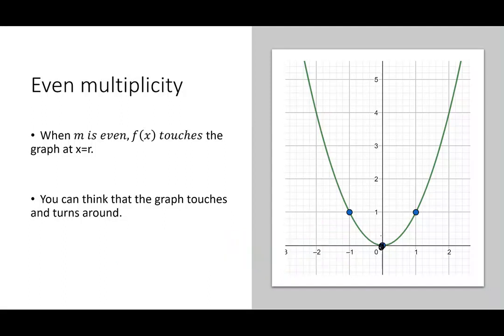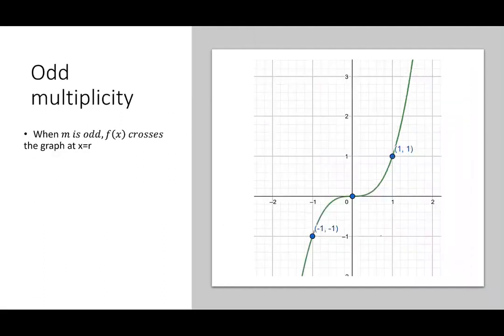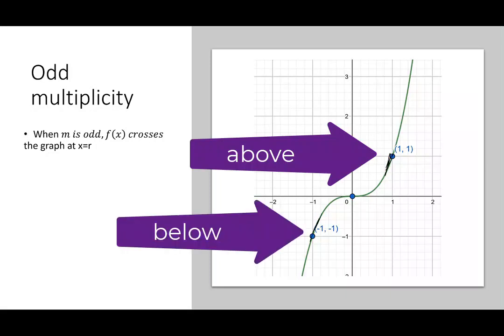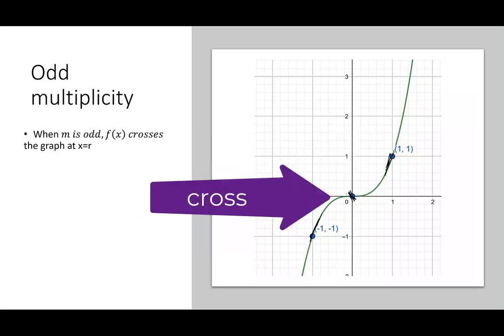So you can think about it as touching a turn if that really helps you, but I want you to see this idea of touching at the intercept. Let's compare that to an odd multiplicity, and an odd multiplicity is going to cross the graph when x is equal to r. So you can see here I was above the graph, and now I am below the graph, and I went through the graph at the 0. So I think evens touch, odds cross.